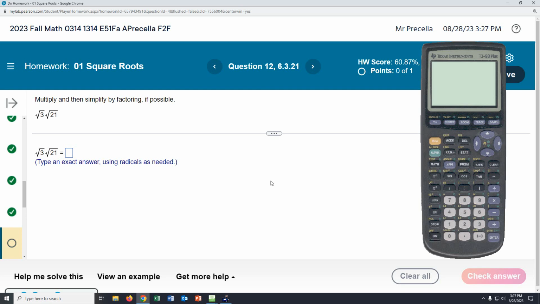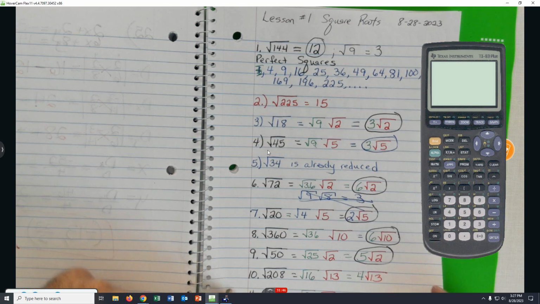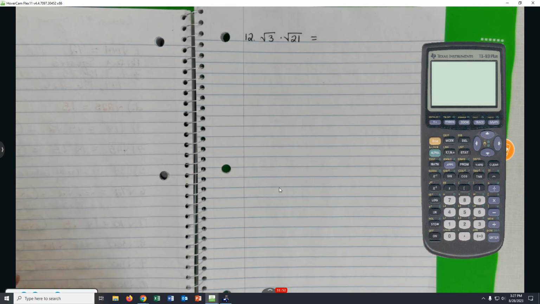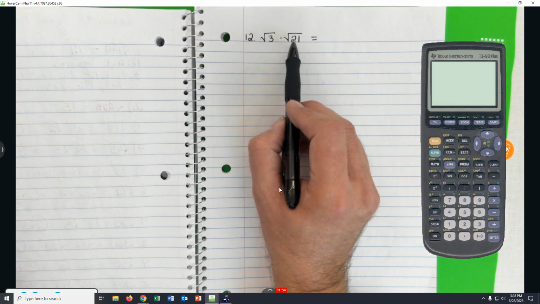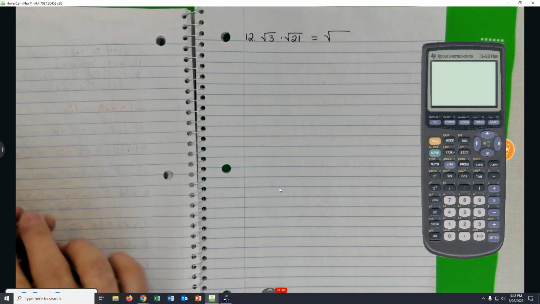Okay, the square root of 3 times the square root of 21. We're doing a different problem now. The first 11 problems were about simplifying square roots. Now we're starting to multiply square roots. To multiply square roots, you just keep that square root symbol and then multiply the 3 times 21.